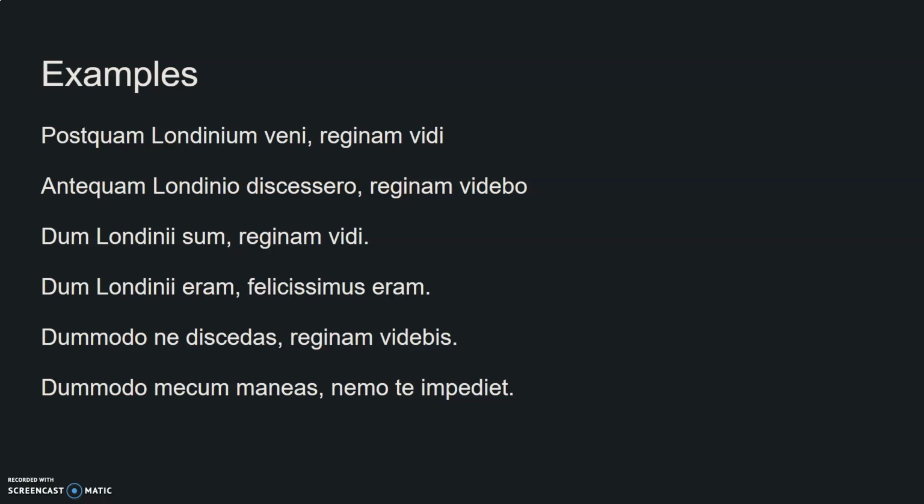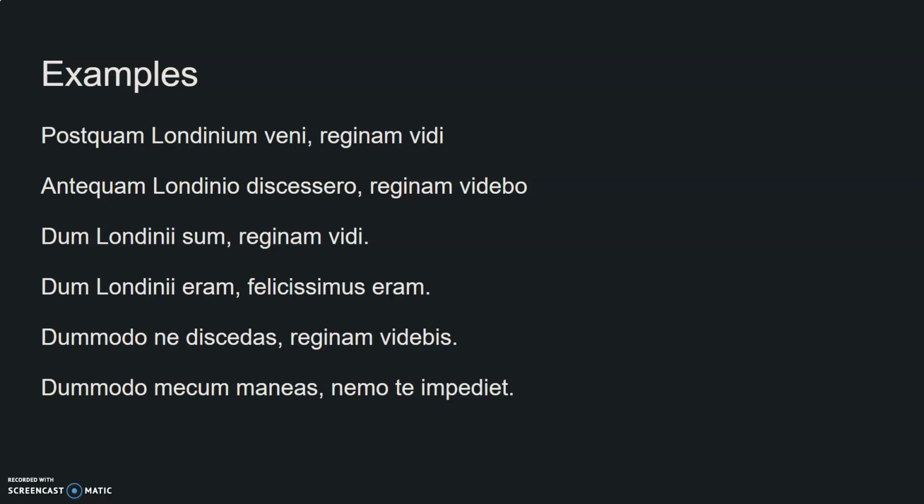All right. Reginam vidi, I saw the queen, dum Londinii sum. Literally, while I am in London, I saw the queen. Now, in English, we would never say that. We'd say, I saw the queen while I was in London, past tense. But Latin's going to use the present tense with this dum. During the period of time I was at London, at some point in that period, I saw the queen. That's when dum will take the present.